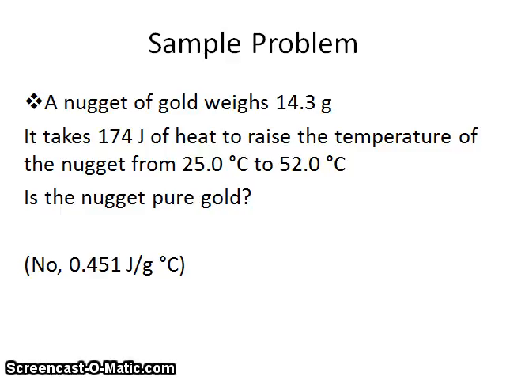For this sample problem, we have to rearrange the equation to get specific heat isolated. The equation will have energy divided by mass divided by temperature change. We have 174 joules of energy, the mass is 14.3 grams, and the temperature change is 27.0 degrees. You should get 0.451 joules per gram degree Celsius. This is definitely not the specific heat of gold.